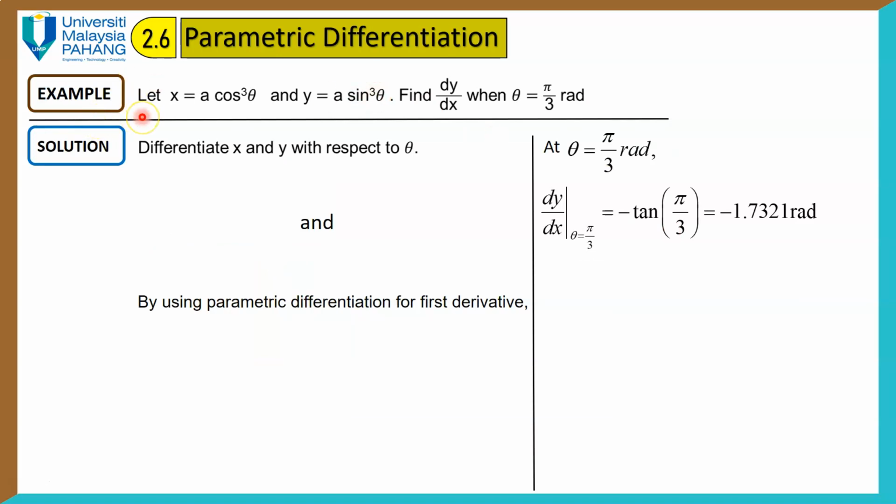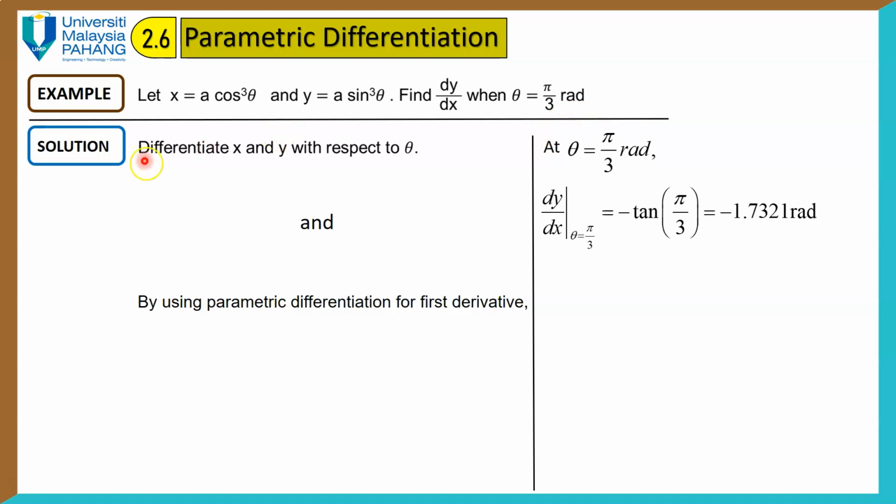Okay, let's look at this example. Let x equal a cos cube theta and y equal a sin cube theta. Then you are asked to find dy dx when theta equals pi over 3 radian. So in this case, you must get a value.